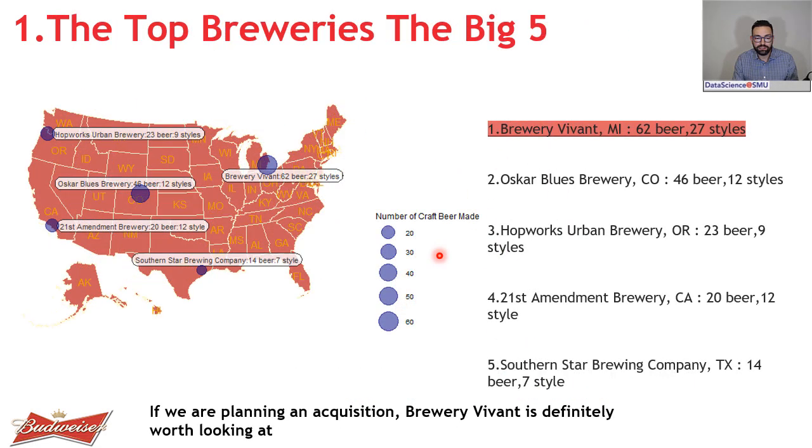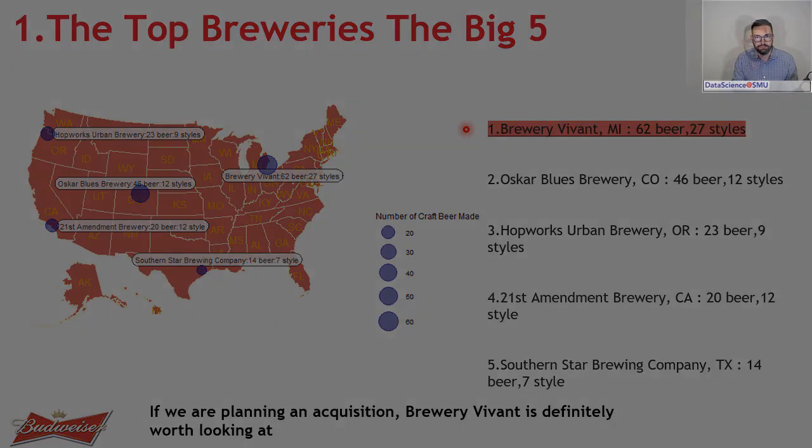Another important analysis is the top breweries in the United States, right? Again, this might be very useful for Budweiser because they can focus on these breweries and they can develop several strategies in order to bring more profit to the company.